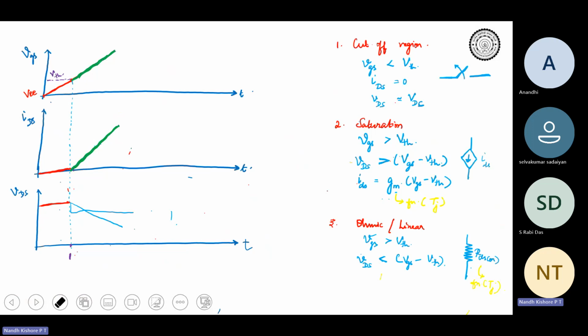So what would happen to the voltage? It's a current source now. MOSFET is a current source. So what would happen to the voltage? Why should it fall? Will it fall? Number one, and why should it fall linearly? Number two, it's a question.